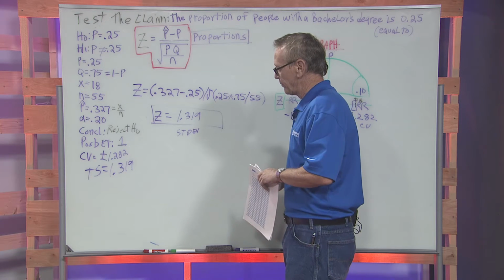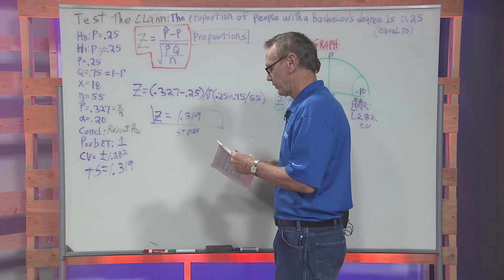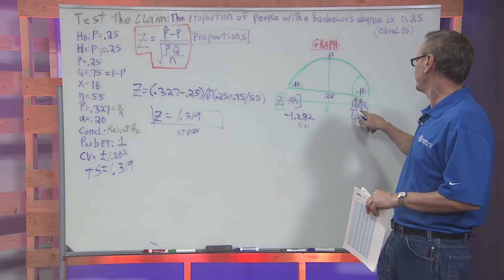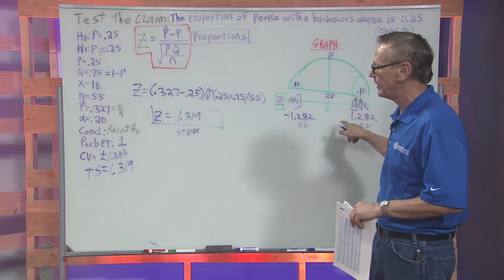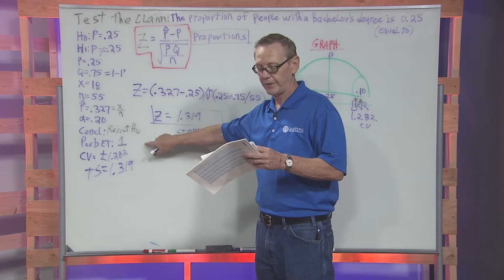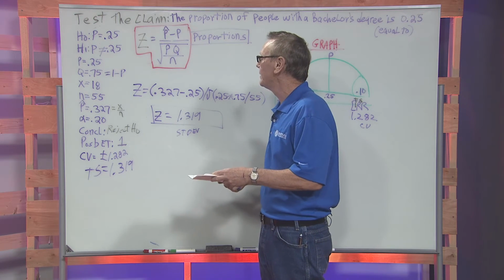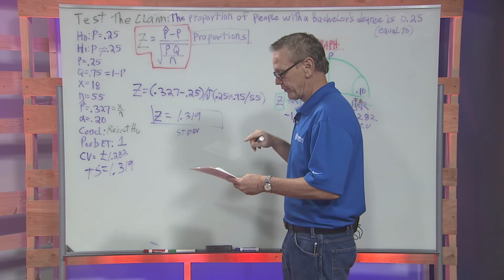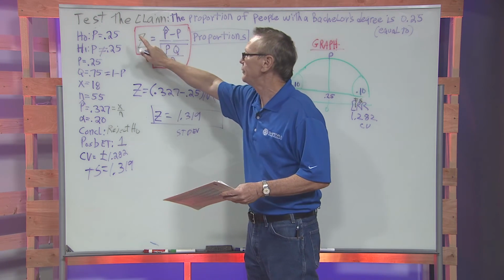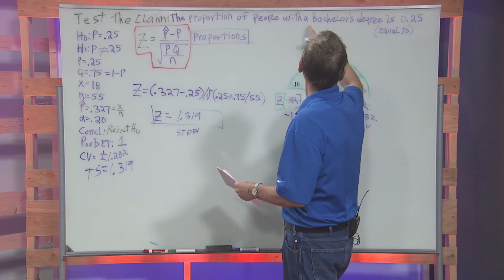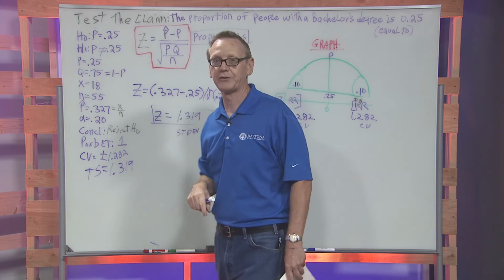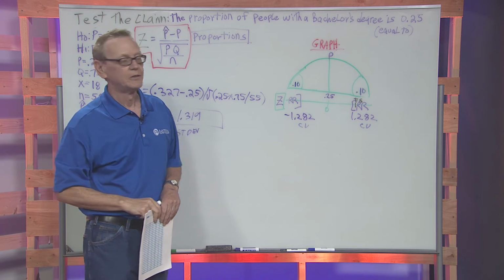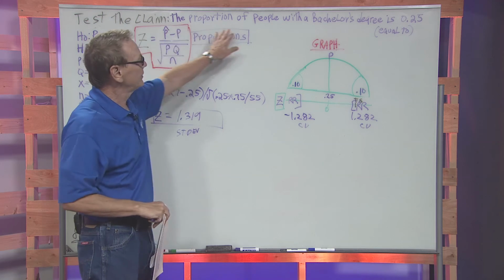Okay, so we're about done. We just need to put a meaning on this. So we rejected the null. Our test statistic fell in the rejection region, not by a lot, but it's in there. We reject the null. We have a possible error type 1. So there is sufficient evidence to reject the claim that the proportion of people with a bachelor's degree in the US is equal to 0.25. So we're rejecting this claim.